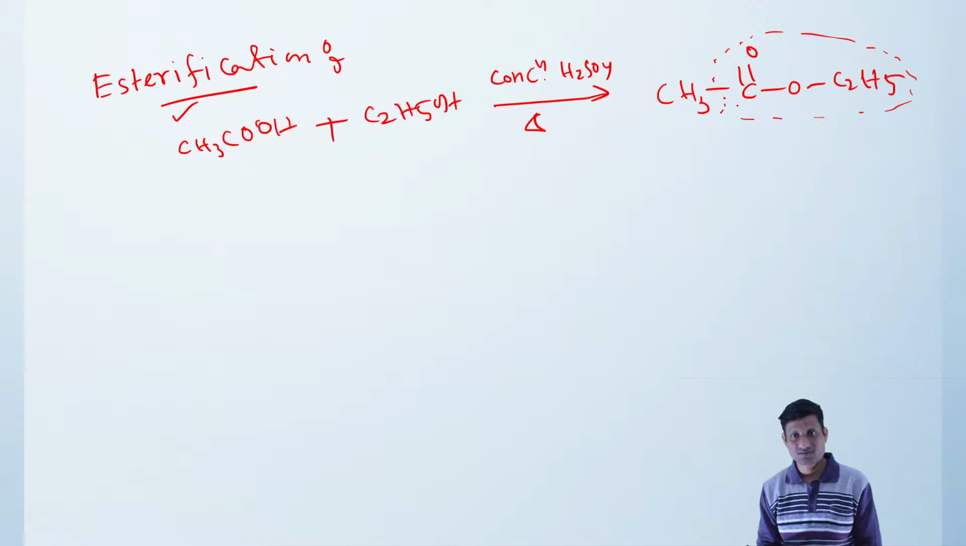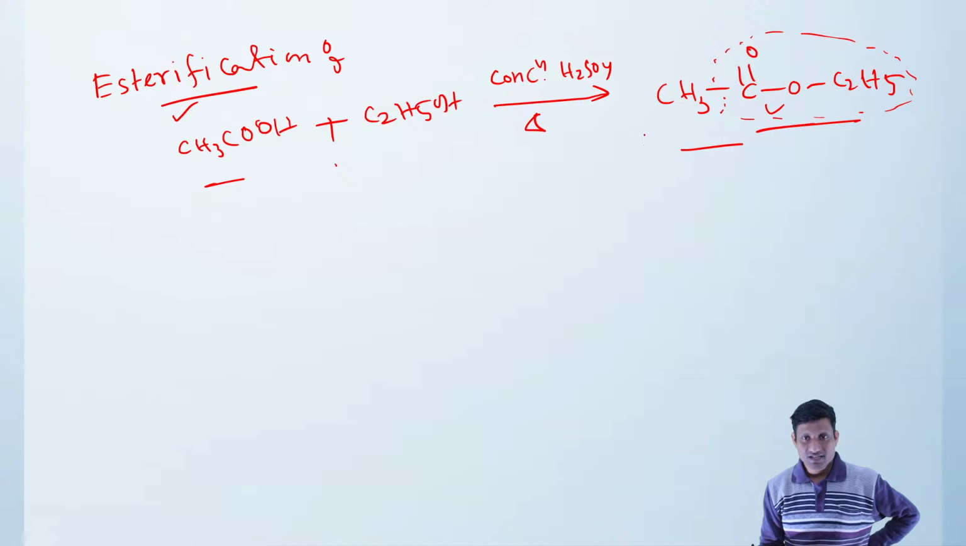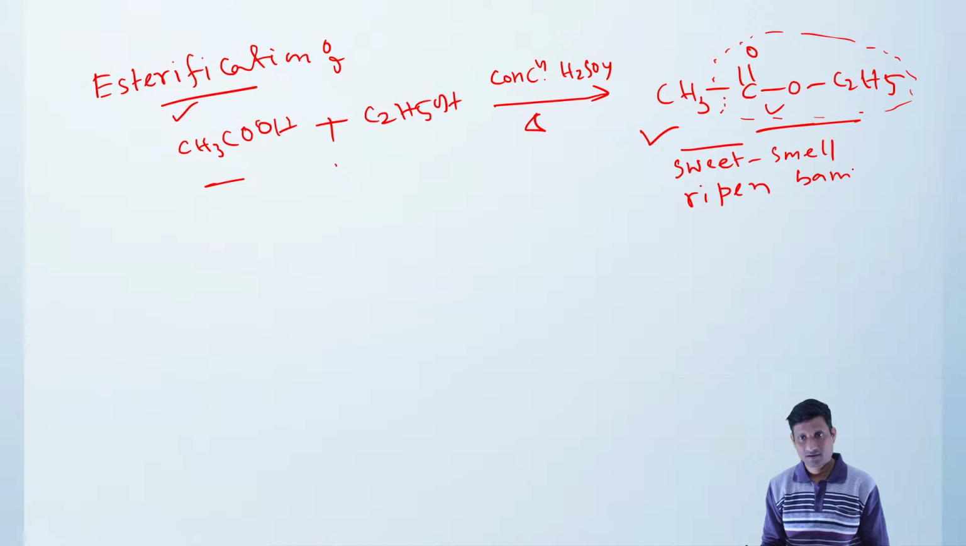This is not in your syllabus, but since we are getting the compound, we have the opportunity to get familiar with it. So this is an ester group and this is called esterification, because in this reaction an ester is formed. The smell of the compound that forms is very important. Basically we get a sweet smell, specifically like a ripe banana, a smell somewhat like a ripe banana.